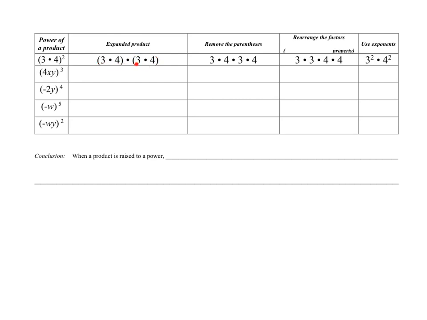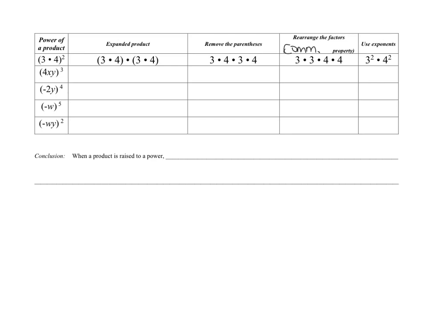Now, since this is all multiplication, it's okay to just remove the parentheses, and then I could rearrange the factors. What property says that I can rearrange factors when I'm multiplying? The commutative property. So I'm just going to abbreviate commutative property in here. If you're spelling it all the way out, don't forget it has a T in it, not an N. Now the next thing I do is I look, I've got 2 3s, so I could rewrite that as 3 squared, and I've got 2 4s, so I could rewrite that as 4 squared.